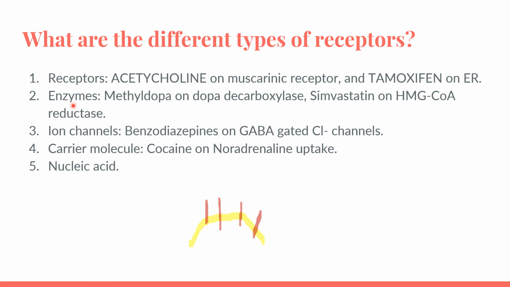We also have enzymes like methyl dopa on dopa decarboxylase and simvastatin on HMG-CoA reductase, which is an enzyme involved in cholesterol synthesis in our bodies. We also have ion channels like benzodiazepines on GABA-gated chloride channels. We have carrier molecule like cocaine on noradrenaline uptake. And also we have the famous nucleic acid inside our DNA.